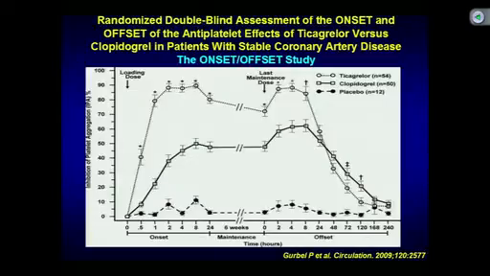Now this slide is actually very important, and this is where it goes back to our recommendation. Despite the rapid onset as shown on the left, if you go to the offset on the right side, the lower curve is the Clopidogrel and then the Ticagrelor. It takes about 3 to 5 days for the inhibitory effect to go down to less than 20%.